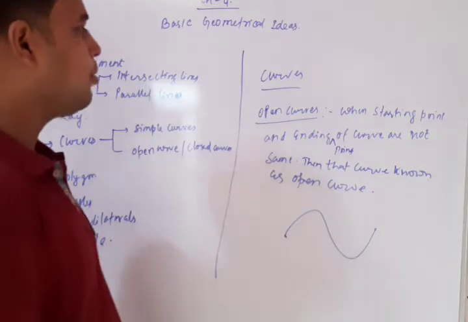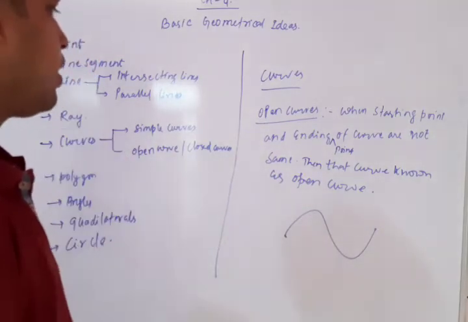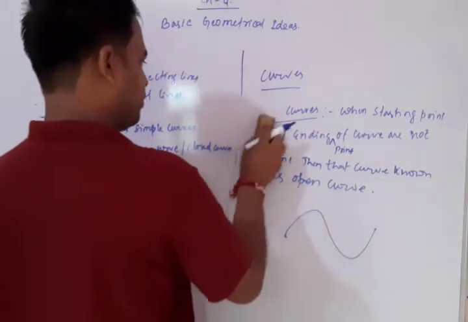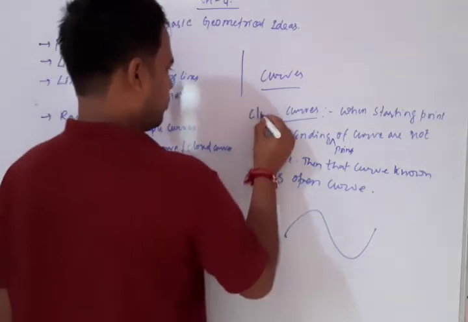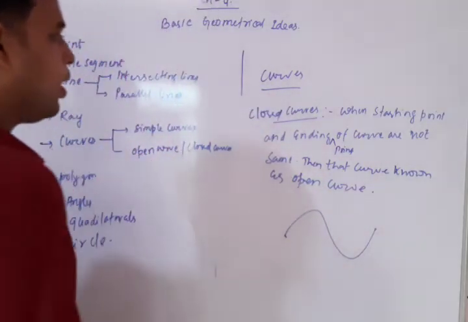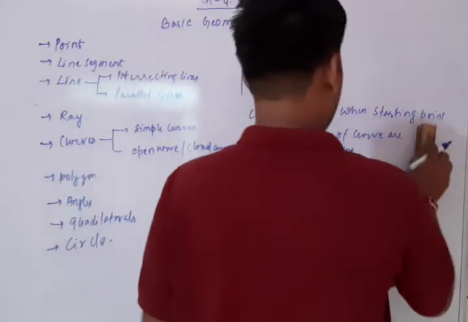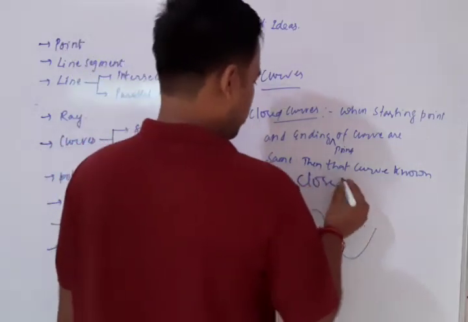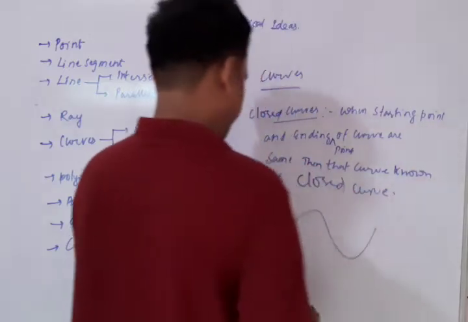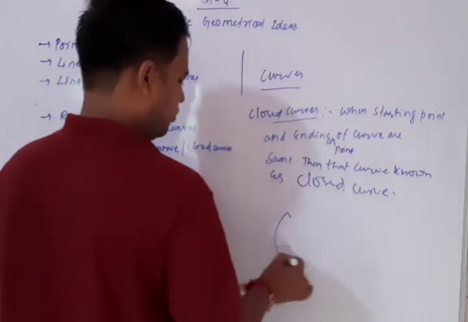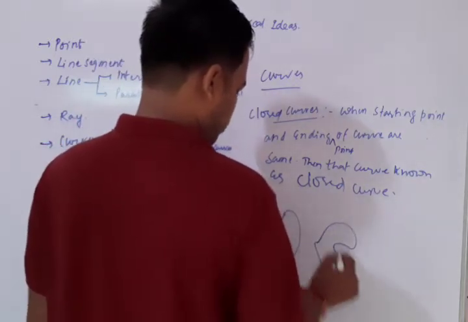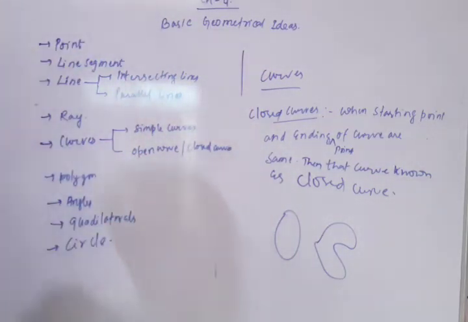When the starting point and ending point are the same, then that is known as closed. Now we will see closed curve. When the starting point and ending point are the same, then that curve is known as a closed curve. For example, a circle. These are examples of closed curves.